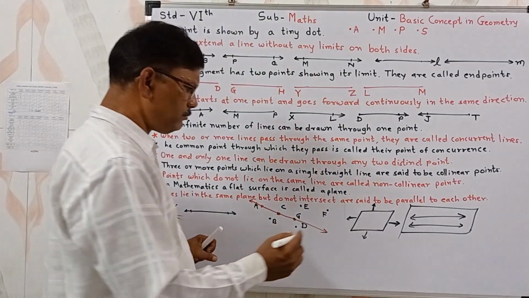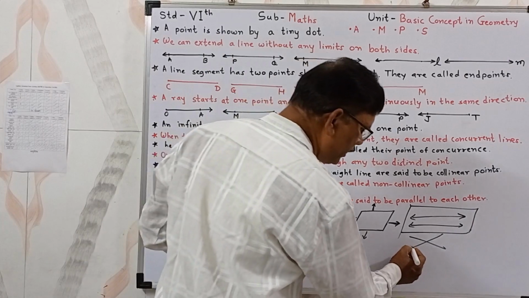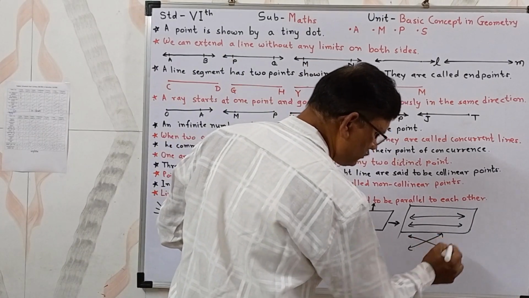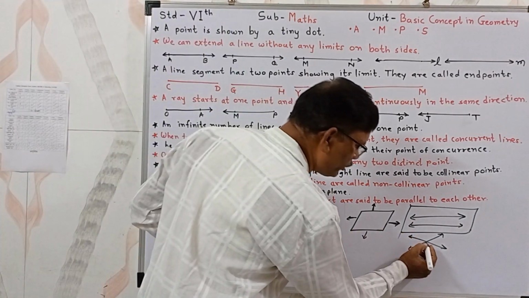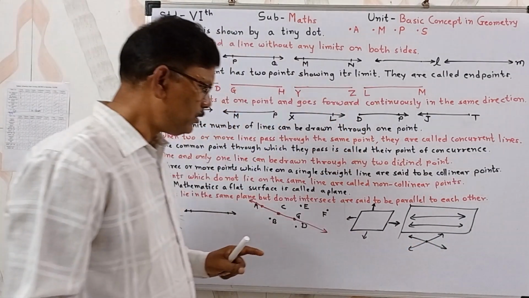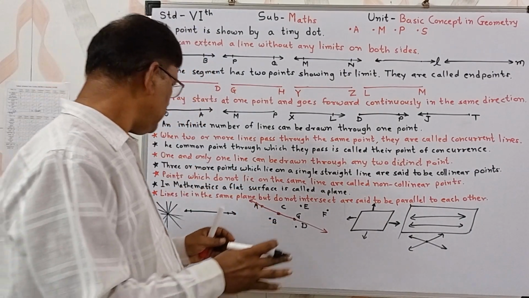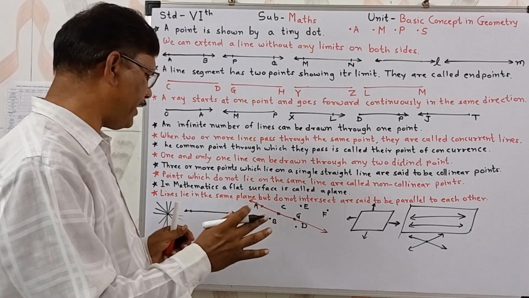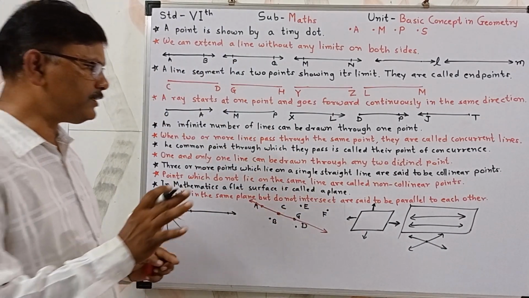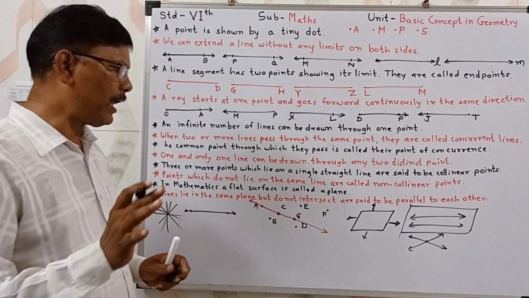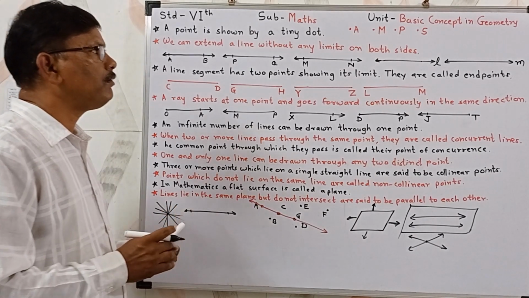And these are called intersecting lines. They intersect each other and this is called the point of intersection. Understood? But parallel lines means the lines lie in the same plane but do not intersect each other. These lines are called parallel lines. Okay?